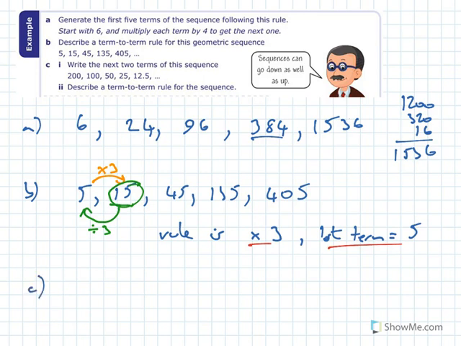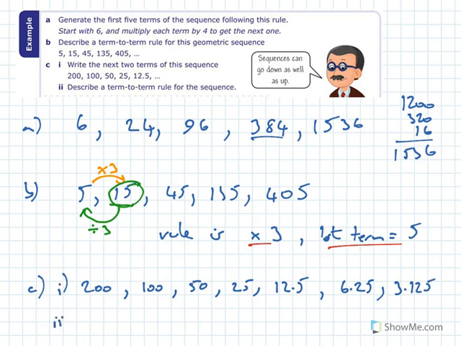And part C, 2 parts here. Write the next 2 terms of this sequence. So think about what the term rule is. It goes 200, 100, 50, 25, 12.5. So hopefully you'll look at this and say, okay, it's halving every time, so I need to halve it again, so that's going to be 6.25. If I halve it one less time, it's going to be 3.125. That's part 1. And it says describe a term-to-term rule for the sequence.